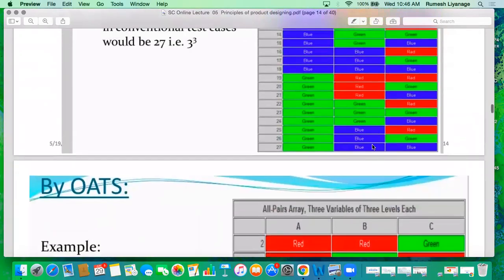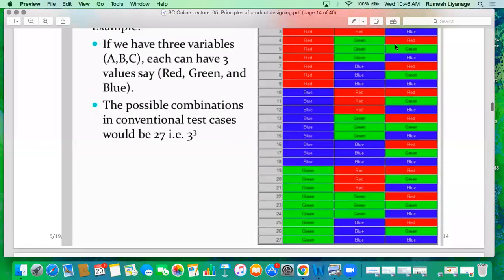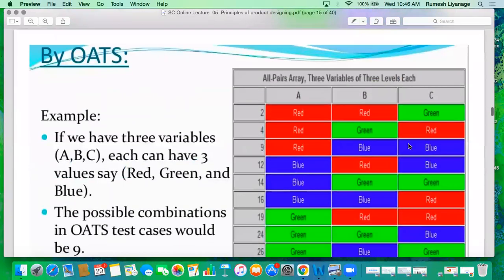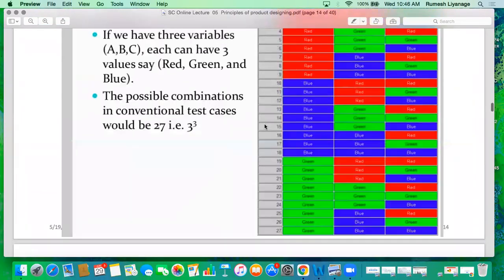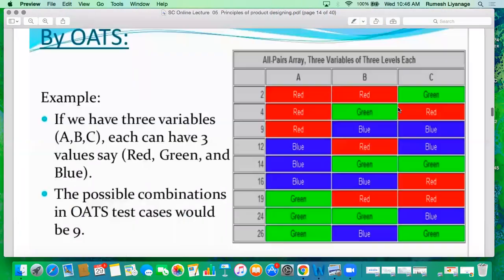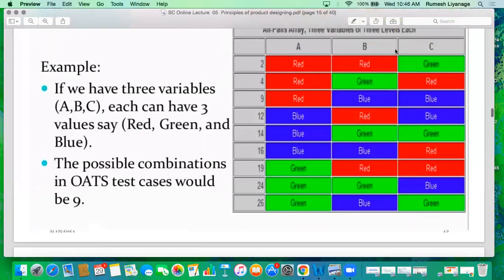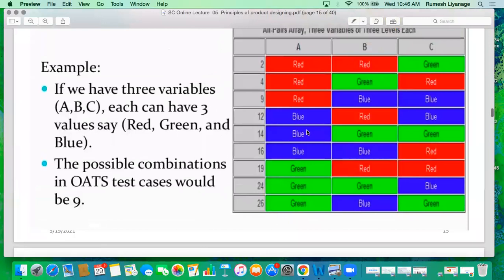Fourth. Similar, right? Fourth: red, green, red. Red, green, red. And the ninth one, again you can see: red, blue, blue. Red, blue, blue. Likewise, there are some similarities. Similar cases are there, and numbers 2, 4, 9, 12, 14, 16, 19, 25, and 26. These are the selected cases.